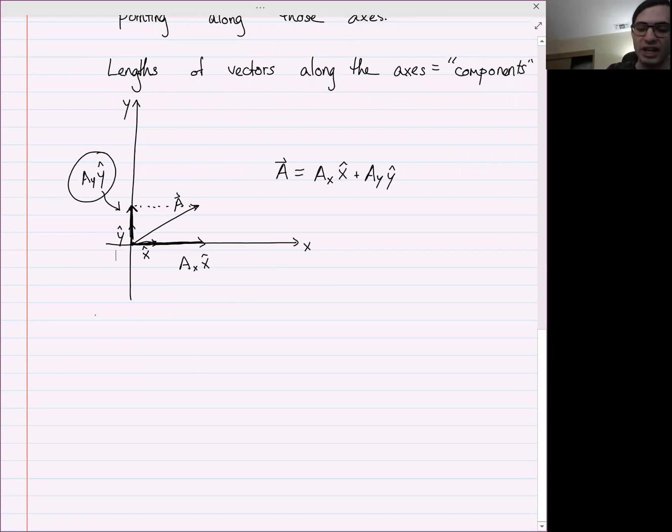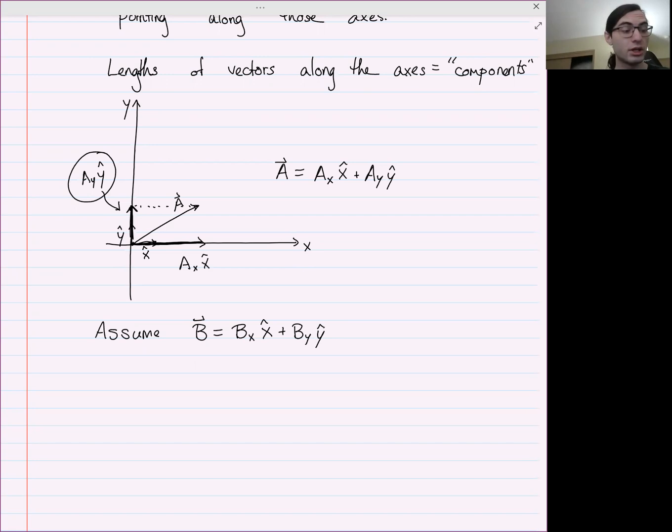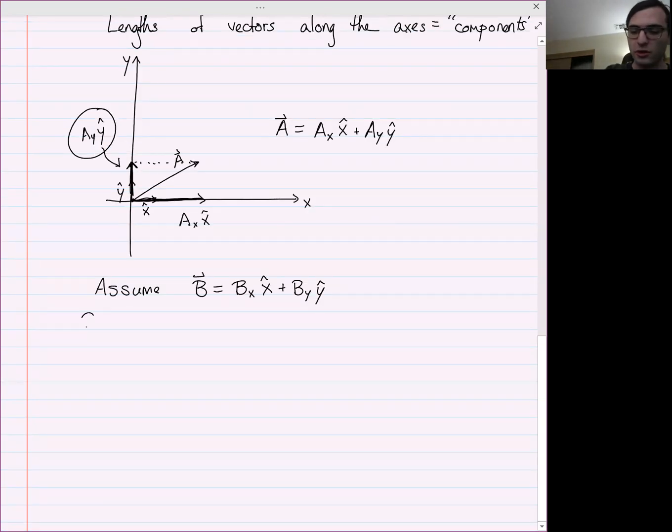So now let's assume that the vector B that we want to add to A can be broken down into BX x hat plus BY y hat. And this is always doable. For any two-dimensional vector, you can always break it up into components like this. So now we can manipulate the vectors algebraically.